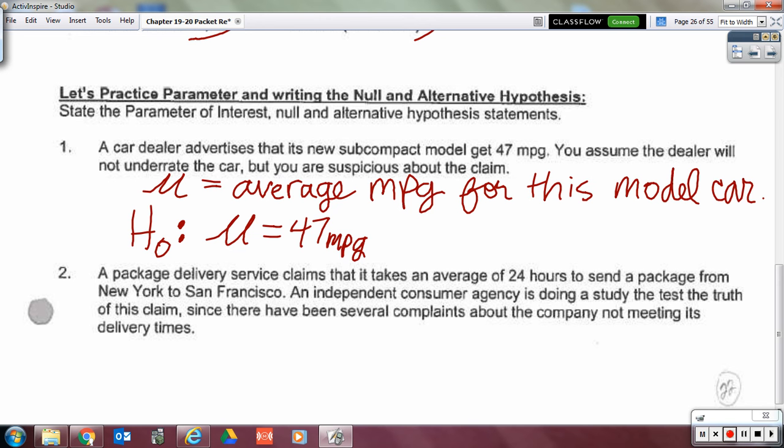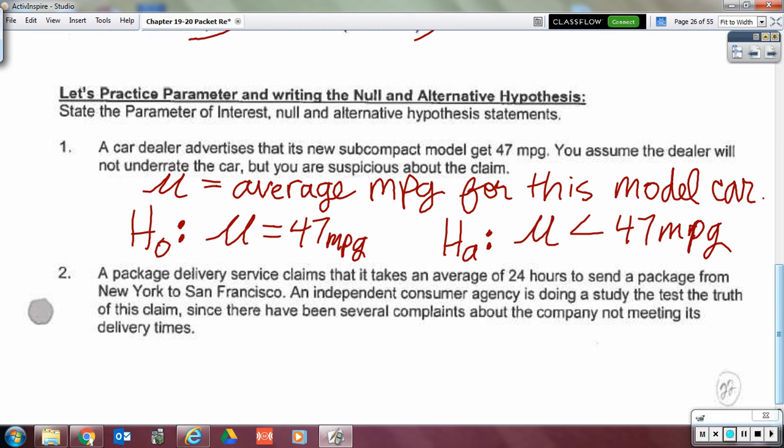I'm pointing those things out to you because those are small little details that my students will miss if I don't point them out to you. Okay. Now, you are suspicious about that claim, so the alternative is, if it's not 47, you think it's actually what? You think he's telling you it's too high and that it's actually less than 47 miles per gallon. You think he's screwing you over, and he's telling you, hey, it's 47 miles per gallon when it's actually not. So how do I write this? Mu is less than 47 miles per gallon.